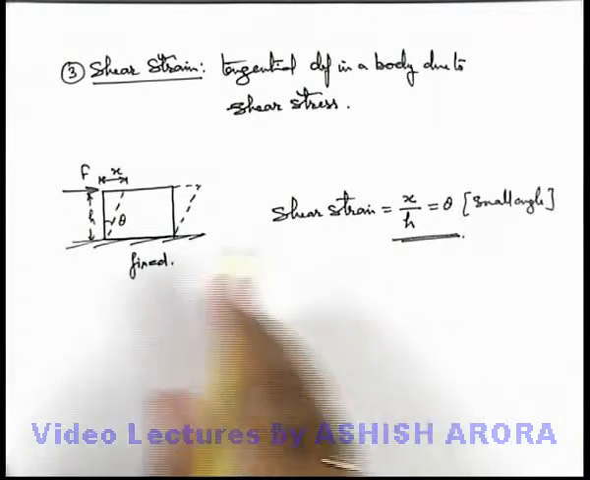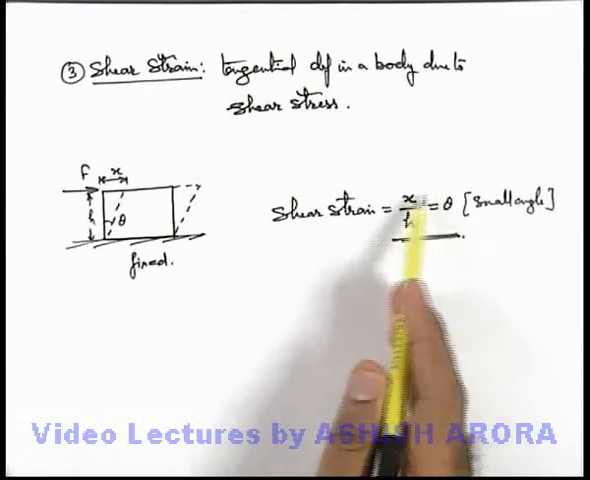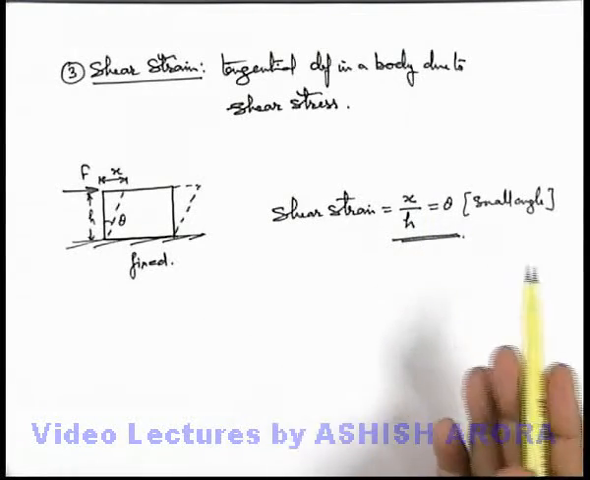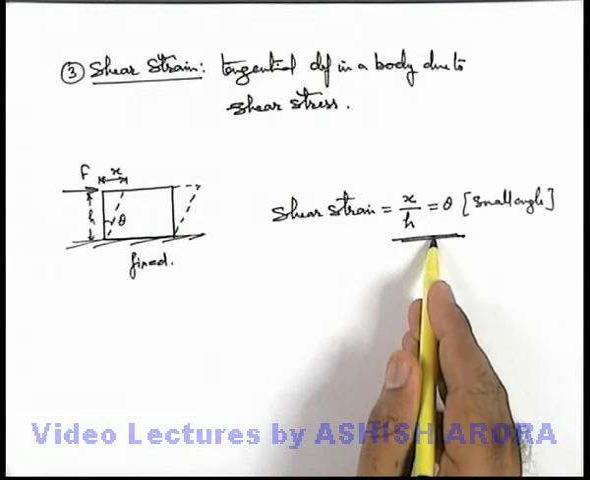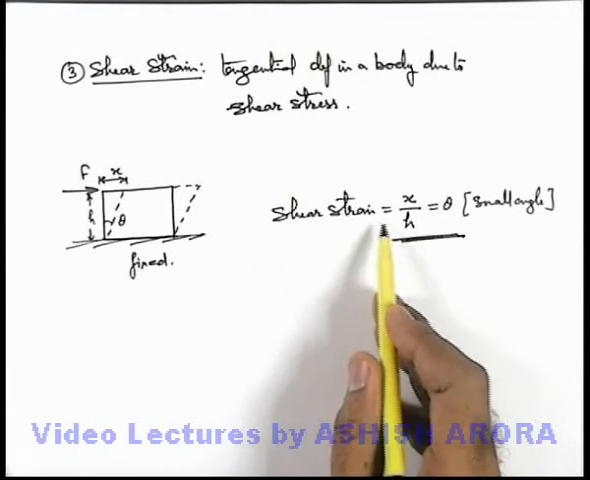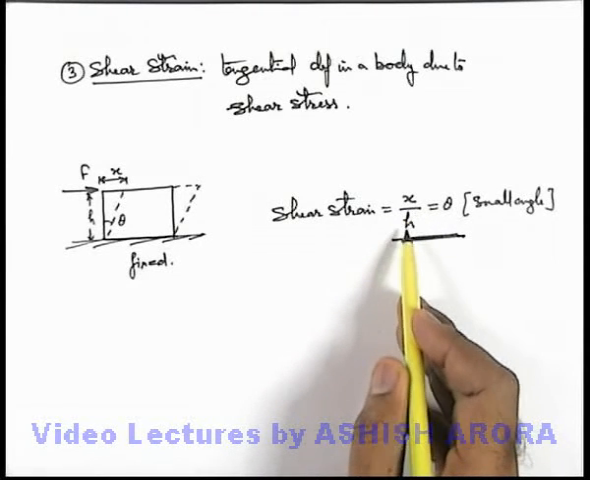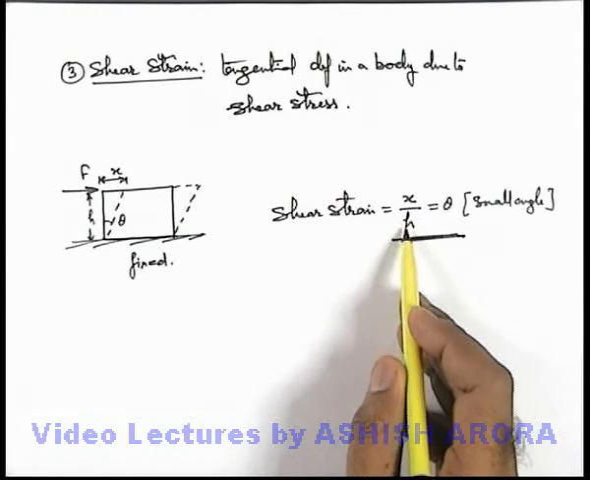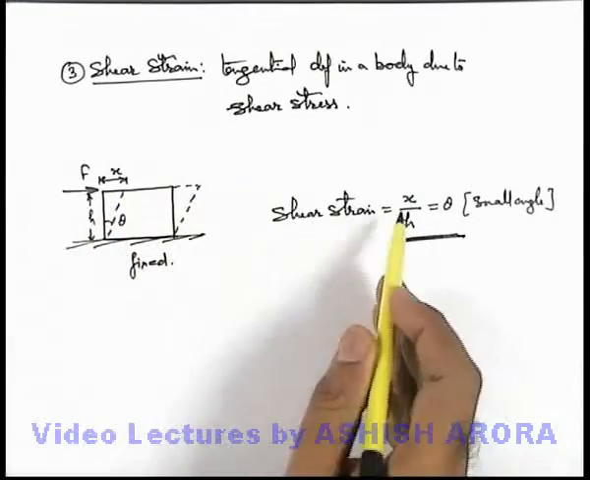When the bodies are highly elastic, these might get deformed to a large angle. In that case we cannot directly use this expression, but in most of the cases which are available in our surrounding, or we are going to deal with in this section, we are going to take shear strain as deforming length tangentially divided by the total length of body in which the deformation is taking place normal to the tangential direction.